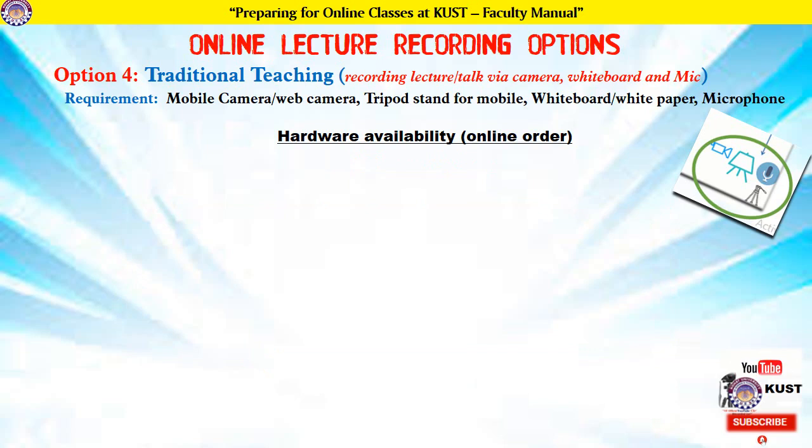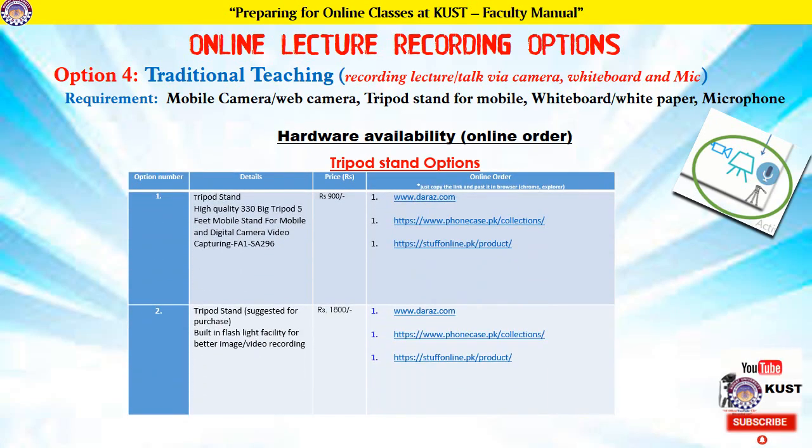Okay, the third thing is that you need a tripod stand where you will place your mobile or a camera. The different options available are shown in this slide, and they are also available online. I will suggest option number 2 again, because it has a built-in light or flashlight facility, which will be helpful for better recording and having good results. So you can order that as well.